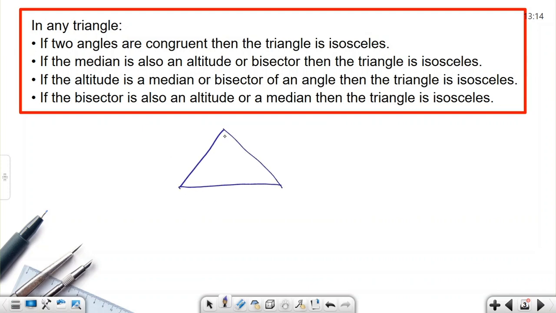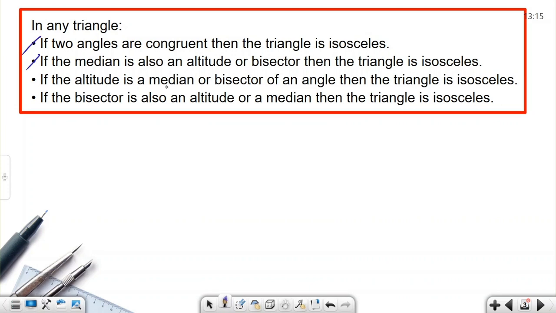If the median is also an altitude, median and altitude. Let's draw a median. Let's cut this base into equal parts. As you see, it's not given as an isosceles, and this is a right angle. Cutting this base into equal parts, it's a median. If these two things are correct, I can say these sides are congruent with these sides. Of course you can say this is an angle bisector, and because it's an isosceles, these angles are congruent. You can say that one.